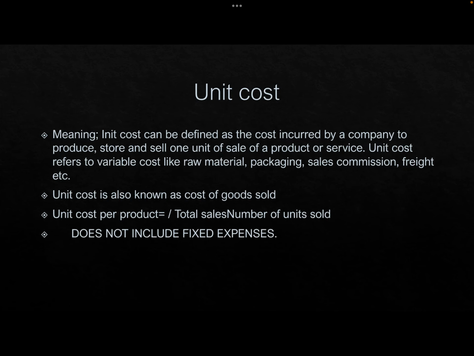So that cost which does not change with the change in output is called fixed cost. Next is variable cost. Variable means vary. Vary means change. That cost which changes with change in output is variable cost. For example, raw material. More output, more raw material. Wages and salaries of employees who are on contract, on a piece rate wage system. So in unit cost we include only and only variable cost. Unit cost does not include fixed cost. So it includes the cost of raw material, packaging, sales commission, freight, meaning transportation kharcha. These are all part of your unit cost.